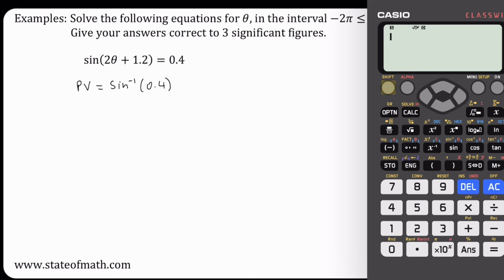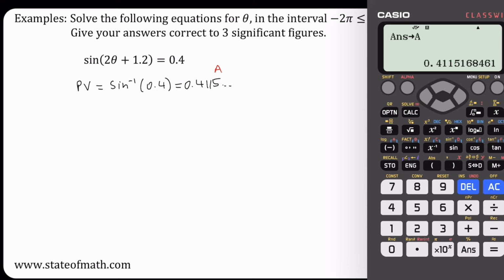So shift, menu, I choose 2 angle unit and 2 radian, and then shift sine of 0.4. This gives an answer of 0.4115... Let me write this here, 0.4115... And I will store this on A by pressing the STO button and then A. So there it is, the answer has been stored on A.